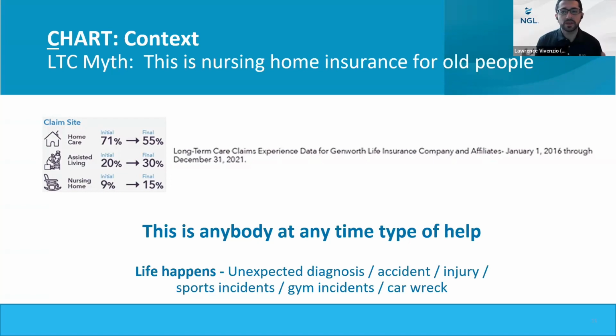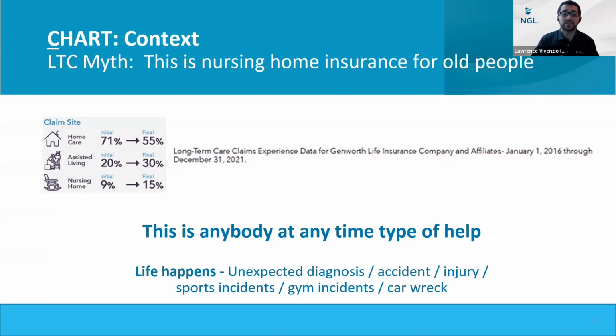So people have these deeply held misconceptions. They think about this just being nursing home insurance. On the top of the slide, this is nursing home insurance for old people. Reality is, most people who need this kind of help and use their policy never end up in a nursing home. Single digits, folks, initiate their claim there.